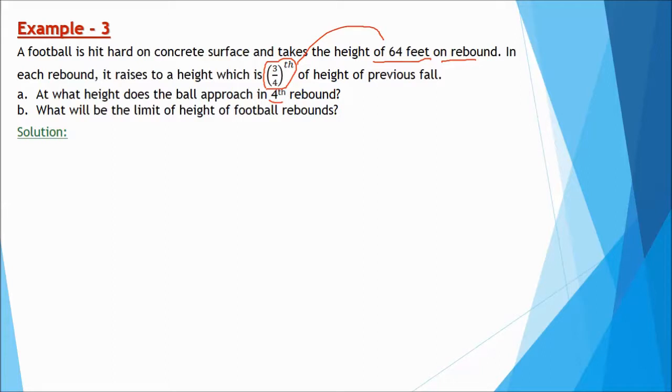What we have to find is the height it reaches on the fourth rebound, and the limit of the height. The sequence will be created from the first rebound, second rebound, third rebound, and so on, and we can easily find the limit of that sequence. Now let's see the solution. First let's illustrate it pictorially.